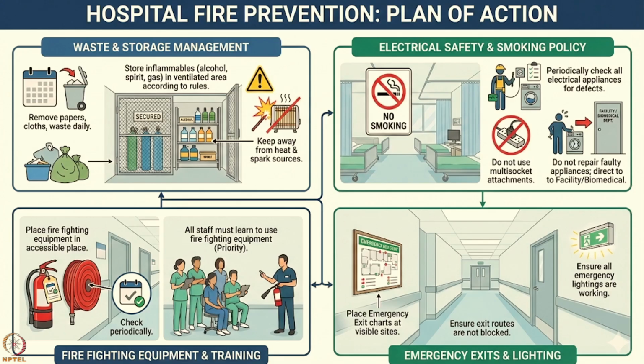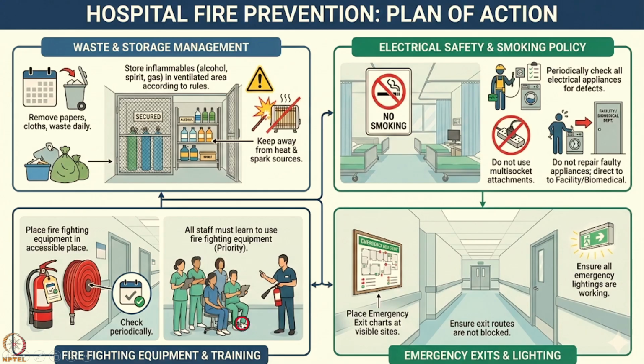Hospital fire prevention plan, which is being shown over here. With respect to waste and storage management, it is very important that storage of inflammables is kept away, and paper, cloths and waste are removed daily. Keep all these materials away from heat and spark sources. Electrical safety with respect to no smoking policy. Periodically check all the electrical appliances for defects. Do not use multi-socket attachments and do not repair faulty appliances directly.